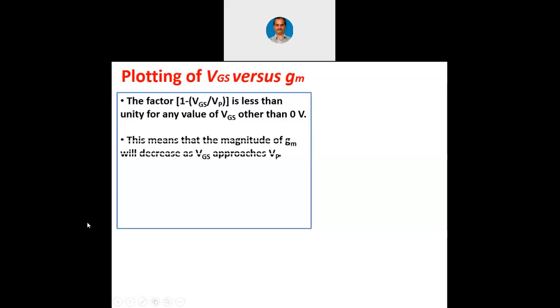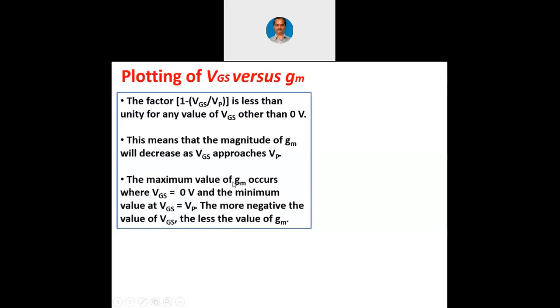So, now this means that the magnitude of GM will decrease as VGS approaches Vp, because this factor is less than unity, and yesterday we had seen GM equals GM0 into 1 minus VGS by Vp, and that GM0 value is fixed. So, the magnitude of GM will decrease as VGS approaches Vp. The maximum value of GM occurs when VGS is 0 volts and the minimum value at VGS equals Vp. The more negative the value of VGS, the less the value of GM. That is obvious from this particular expression for GM.